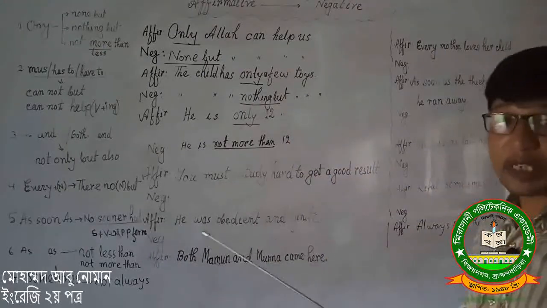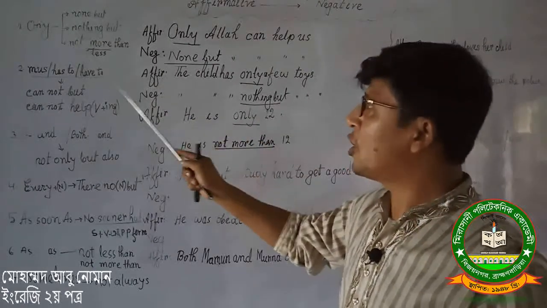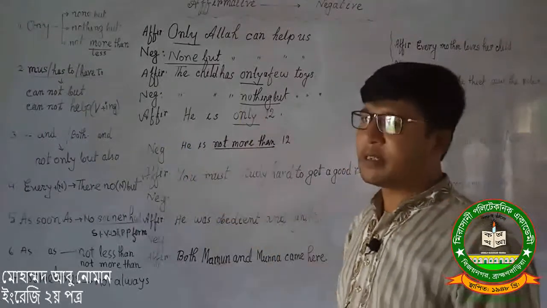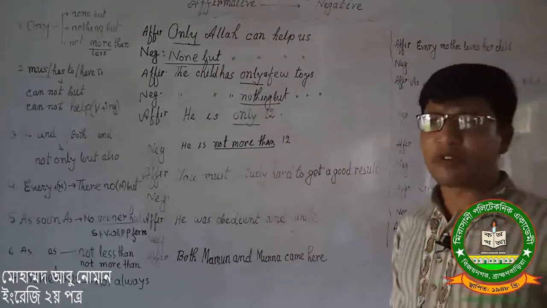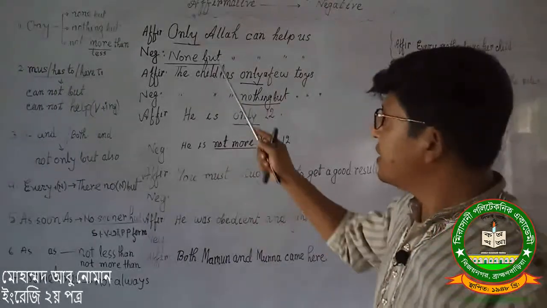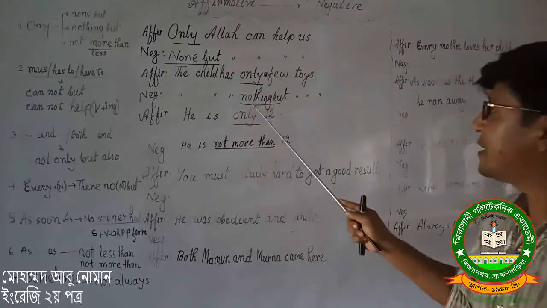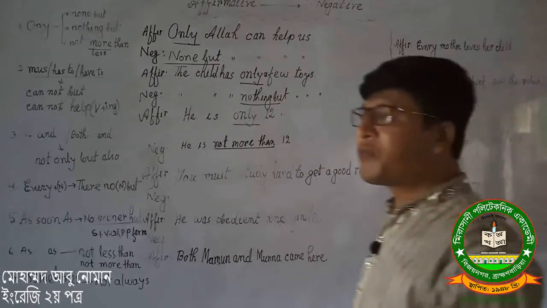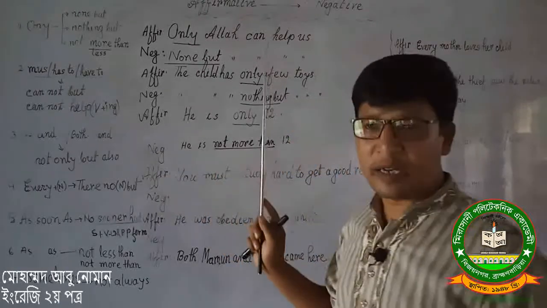Here I have written three examples for these rules: none but, nothing but, not more than or not less than. You can write not more than or not less than, the same meaning. Have you understood the three rules? No need to memorize anything. You will just try to practice and understand the rules. Instead of only, here I have written none but, nothing but, and not more than. We can change only into three forms: none but, nothing but, not more than or not less than.